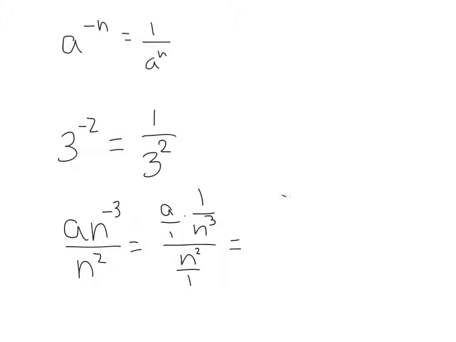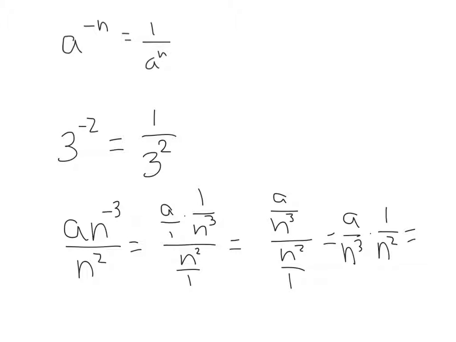And once you simplify, you realize the top is just a over n cubed, and the bottom, of course, is n squared over 1. And applying the flip rule for division of fractions, you get times 1 over n squared, which gives you a over n to the fifth. So anytime you're faced with a negative exponent, you can, if you wish, simply replace it with its 1 over version and solve using your fraction flip rule skills from that point on.